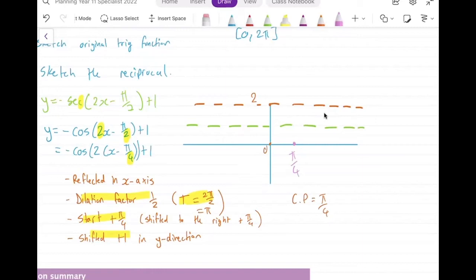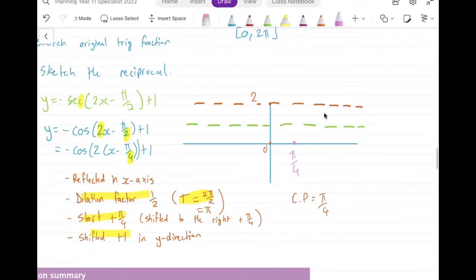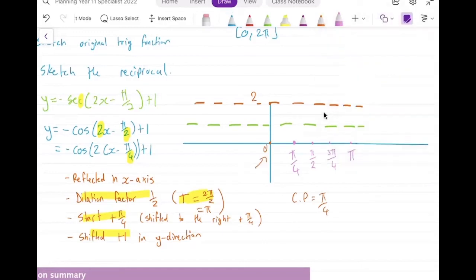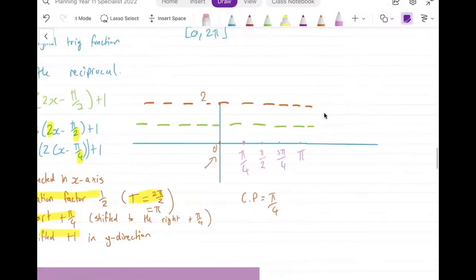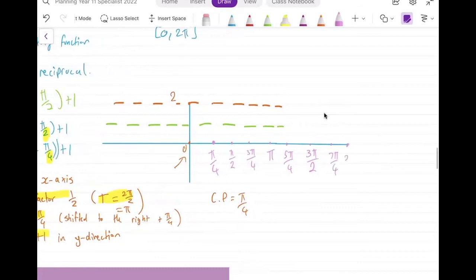So if I start here and I draw my waves, if I keep adding pi on 4, that gives me a better idea of where my wave ends. Then it's going to cut the equilibrium at pi on 2, or 2 pi on 4. Then 3 pi on 4 is going to be a peak. Pi is going to be back to the equilibrium. I need a little bit more space here, so I'm going up to 2 pi this time. So then it's going to be 5 pi on 4, and here I'm going to have 2 pi.